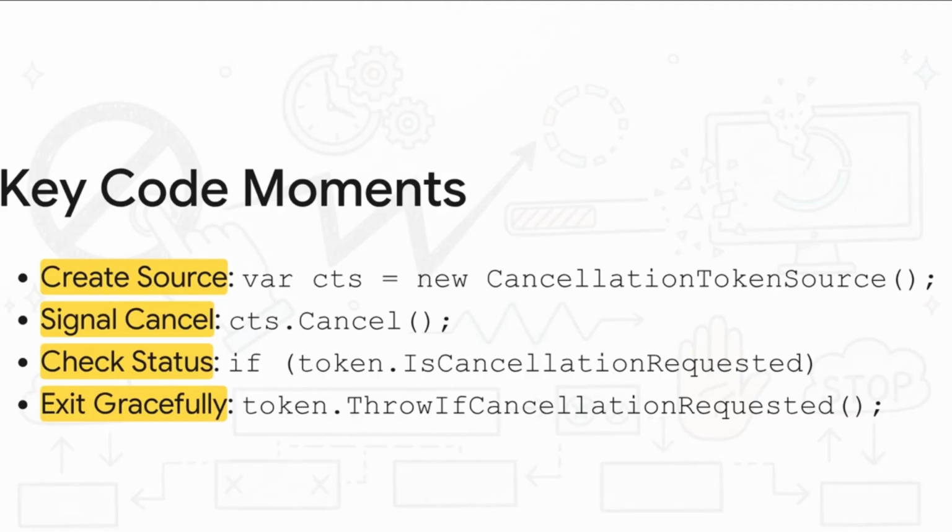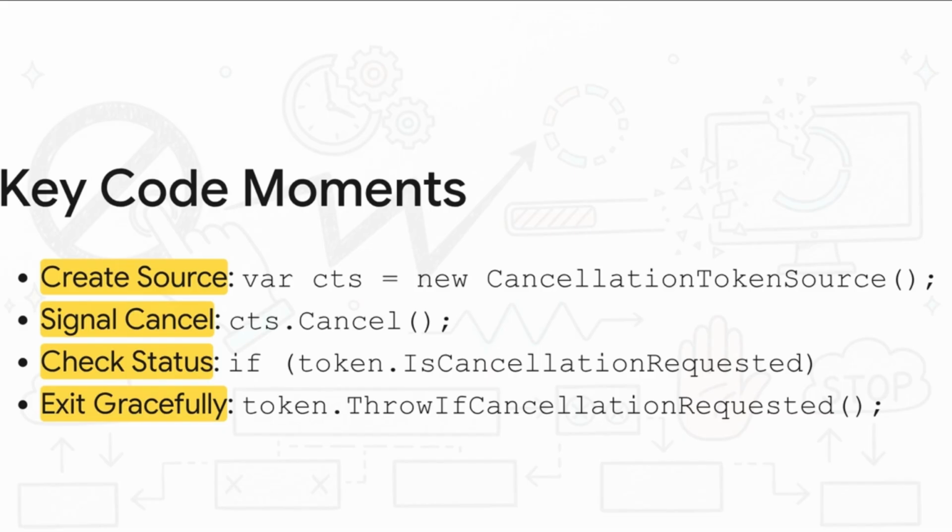So if we look at the code, it's pretty straightforward. First, you create the source. Then, to actually send the signal, you just call cancel. But the real magic, the secret sauce, is what you do inside your task. You have to periodically check if cancellation has been requested. And then you can just call ThrowIfCancellationRequested.